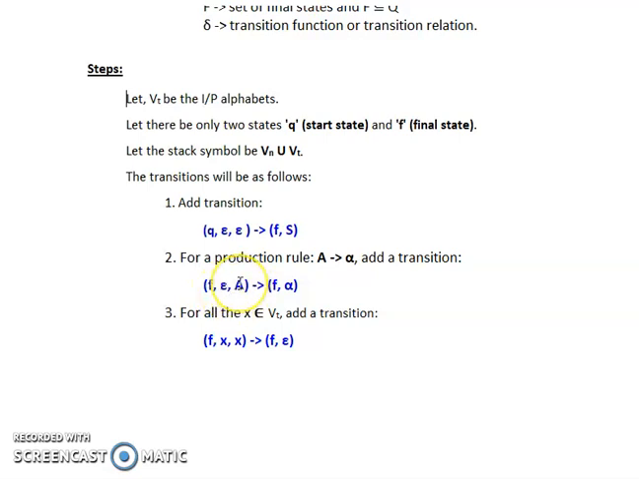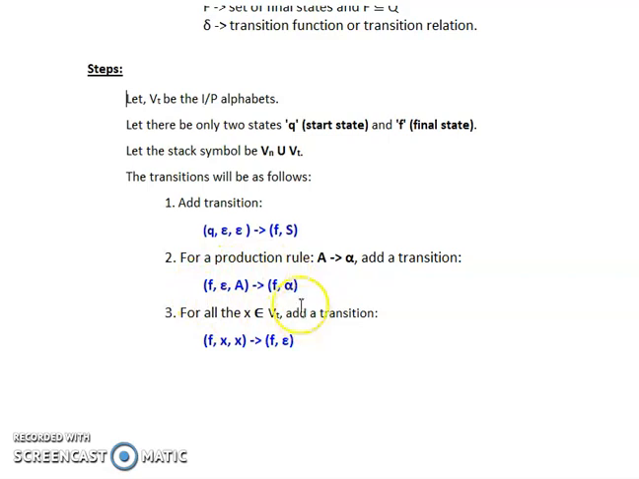A is the symbol in your stack. So you are going to write the left part of this production rule over here. Tends to f, the state remains the same. That means you are on the final state itself, comma alpha. Alpha, the right hand side data, you have to copy it over here. Alpha is a combination of terminals and non-terminals, so you need to copy the combination of terminals and non-terminals over here. So you have to add this particular transition in your pushdown automata.